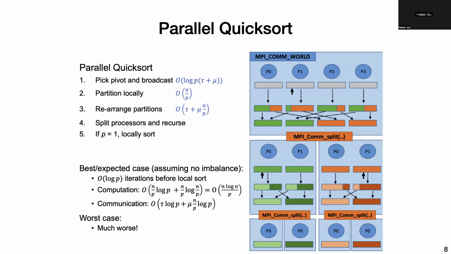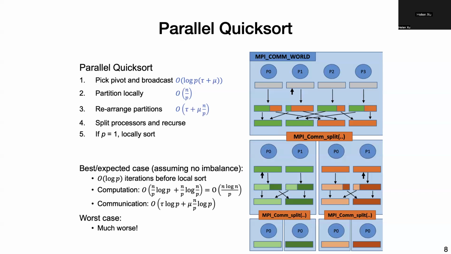Okay, so to analyze this in expectation, there are log p divisions before you get to your local sorting. The computation time is the local sort, n over p times log n over p, and then the partition, n over p times log p. There are log p levels because you keep cutting the processors in half, and you hope that also cuts the elements in half. And this thing is bigger than this thing, so it's bounded above by n log n over p.